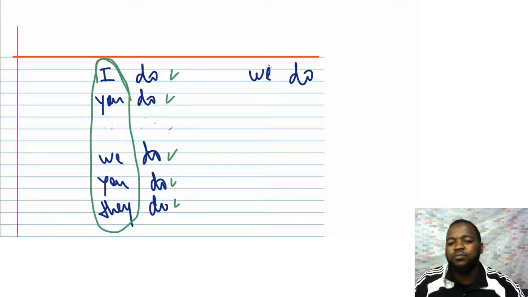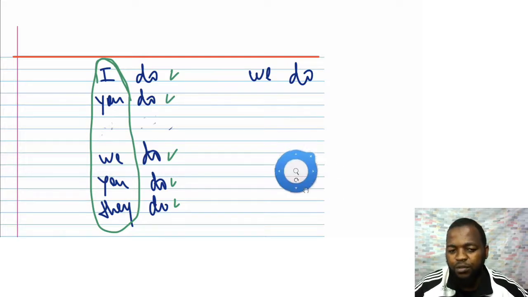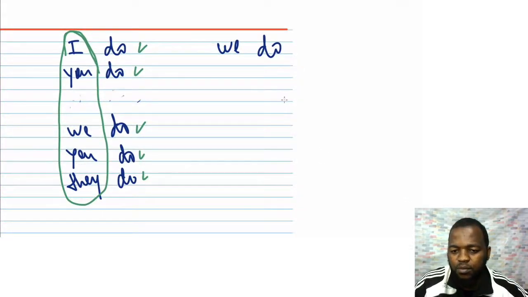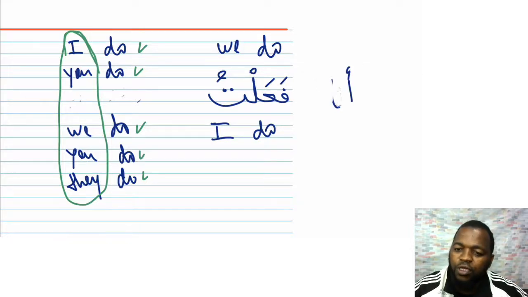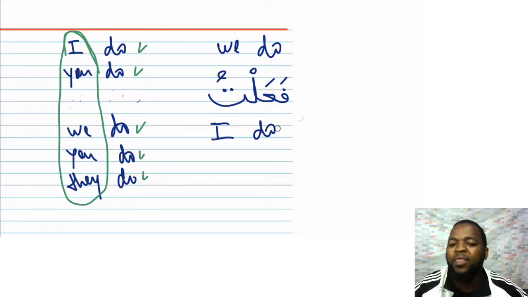In Arabic, when I say, for example, fa'altu, fa'altu like this means I do. So you don't need to say here ana fa'altu. You don't need this pronoun here. In Arabic, you just say fa'altu. It means I do.